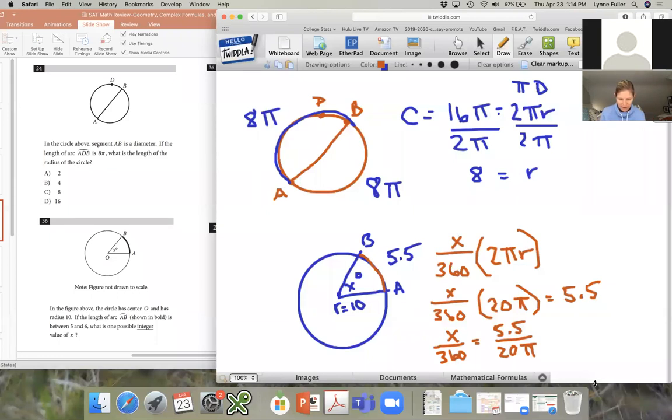So 5.5 times 360 is 1,980. And then if you divide that by 20 pi, don't forget to put the parentheses around your 20 and pi together, because that's a multiplication that's happening together. I'm going to wind up at 31.51267873. Now we can't put that in the answers because, one, they said give me an integer, so you need a whole number.